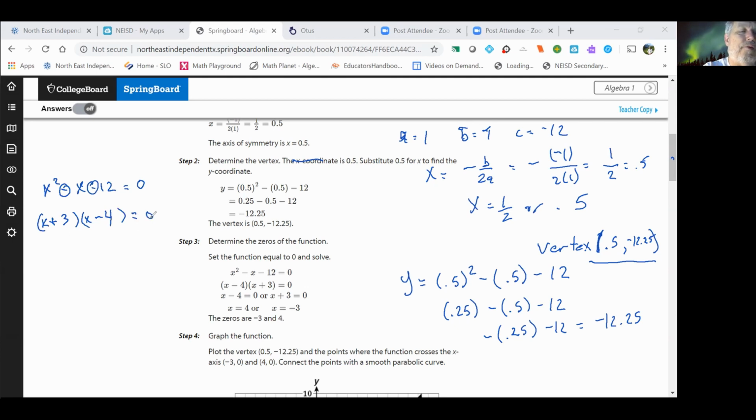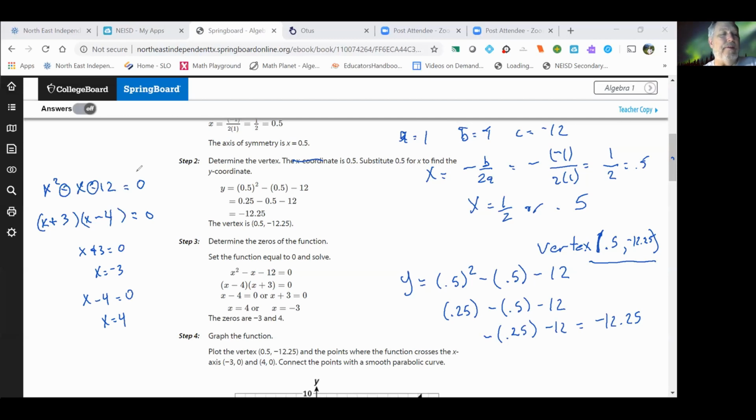Now, in order for it to be equal to 0, either one of these two factors can be zero. So we have x plus 3 equal to 0, which means x is equal to negative 3. Or we have x minus 4 equal to 0, which gives us x is equal to 4. So negative 3 will make this whole thing 0, or a positive 4 will make this equal to 0.